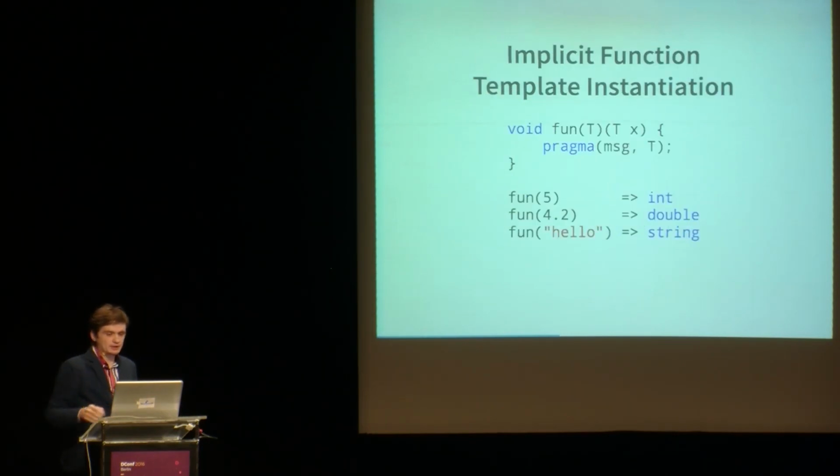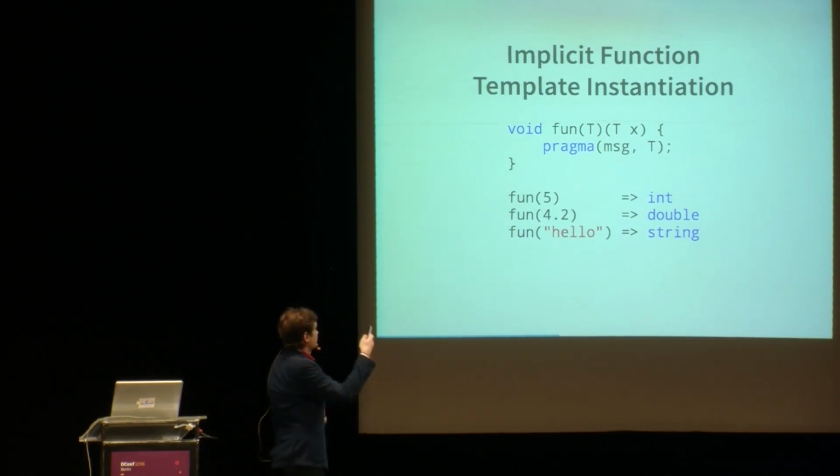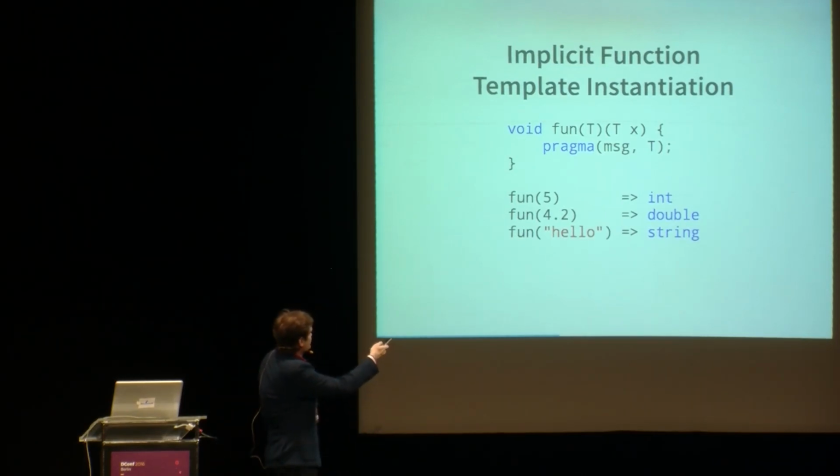So implicit function template instantiation is when you just declare a template function and you pass it some parameters and it instantiates with the correct type. So if you call this function which takes any argument and this function just prints the type during compilation, for 5 you'll get int, for 4.2 you get double, and for the hello literal you'll get string.